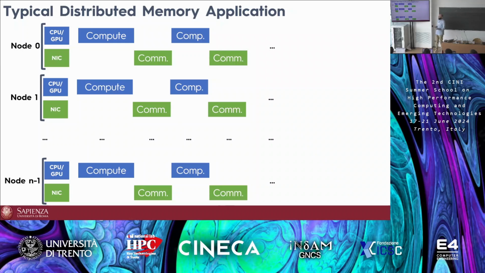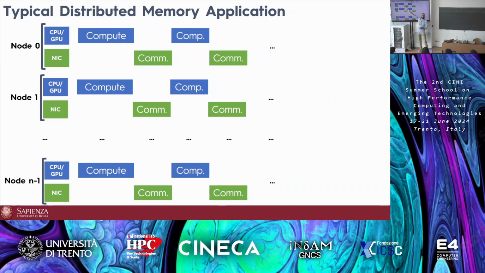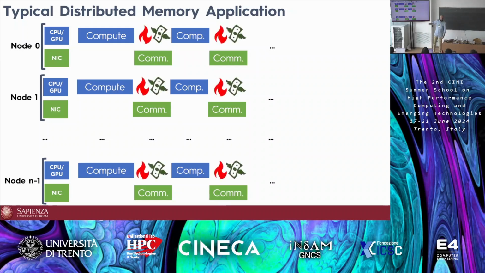Now, what's the issue here? The issue is that we are wasting a lot of time and resources. While the NIC is communicating, the GPU has nothing to do. So you're just burning money. These GPUs are super expensive. They cost like $10,000 each or something. And you don't want them just to sit there idle, waiting for data coming from the network. This is just money that you are throwing in the bin.